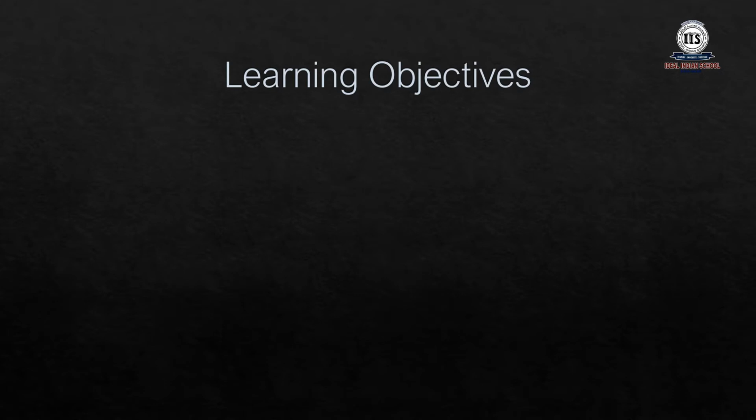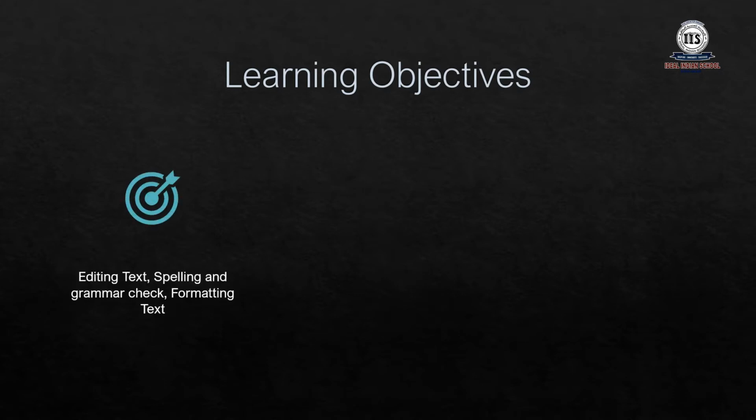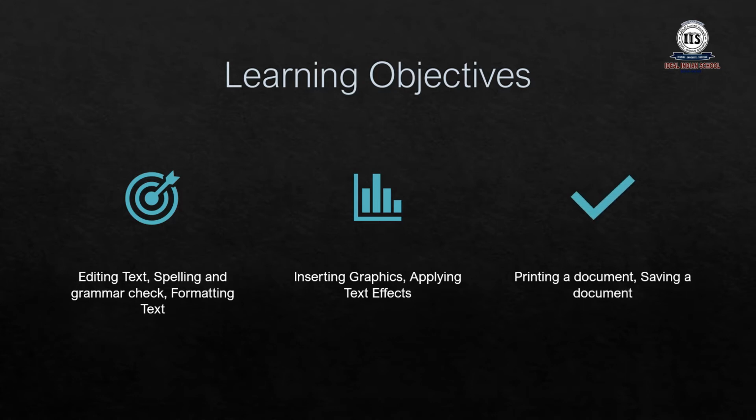So let's see the learning objectives of this video. You'll be learning about editing text, how to check the spelling and grammar, how to format the text in your Word. You will be learning about inserting graphics, applying text effects, etc. And finally, you'll be learning how to print a document and save a document.